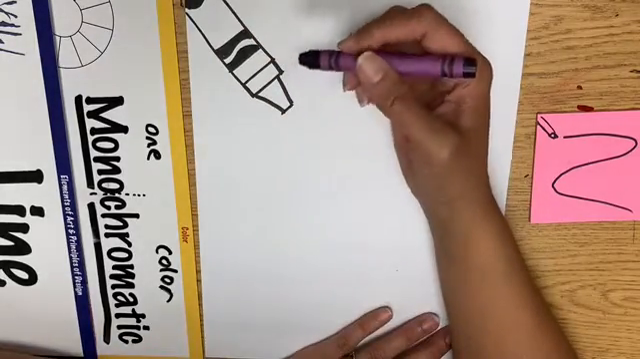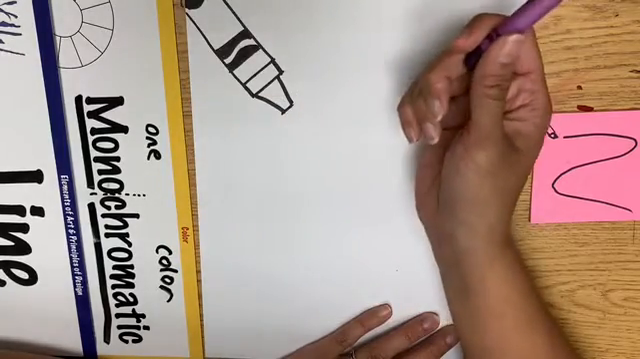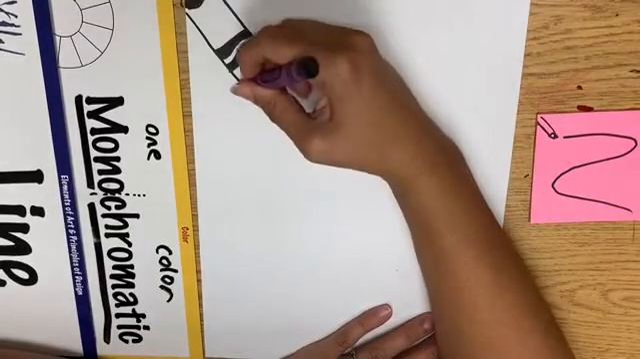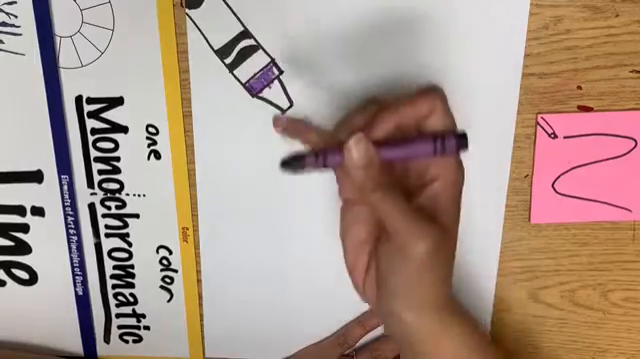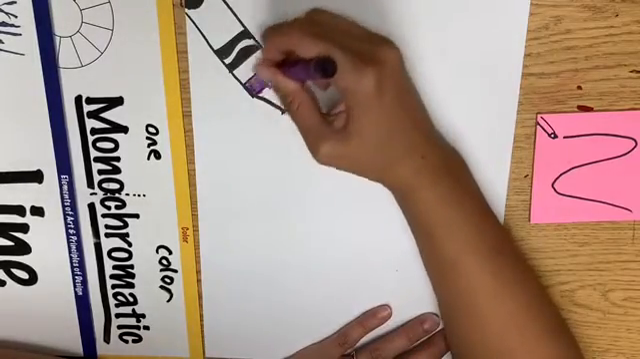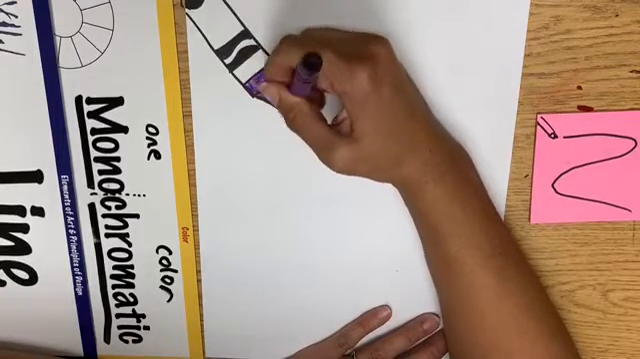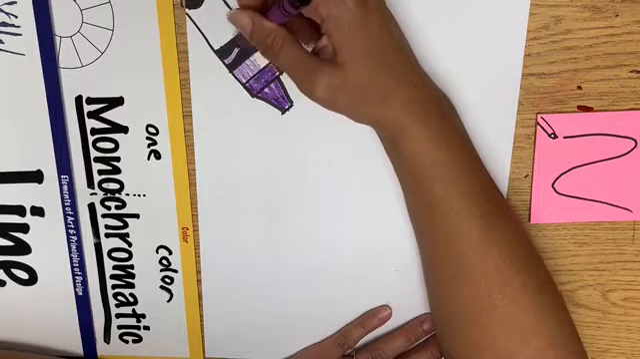Now, I'm going to use purple. Once again, it is monochromatic, so if you want to use a different color, you can, but you just have to stick to that color. I'm going to push hard for drawing in the waxy part of my crayon, because you can see here it's darker than the paper. And then for the paper part, I'm going to color in lightly.